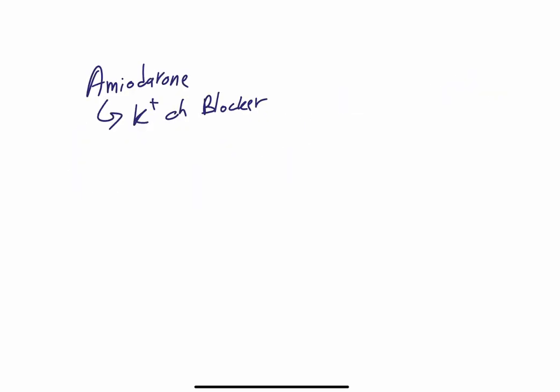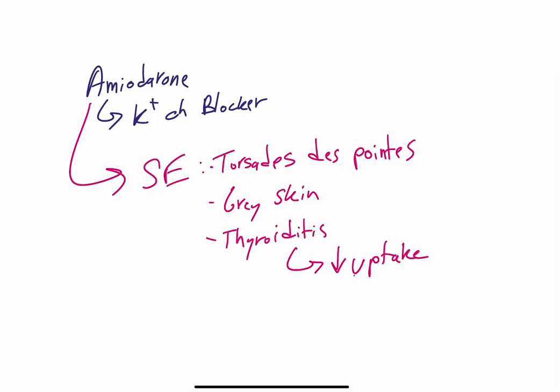For amiodarone, amiodarone is a potassium channel blocker. Don't worry too much about the classifications like class 1, class 2, class 3. Just focus on what you need to know for this exam. So, for example, amiodarone is associated with torsades de pointes. This is a dangerous sinusoidal rhythm defect that can degenerate into ventricular fibrillation. It can also cause graying skin discoloration.